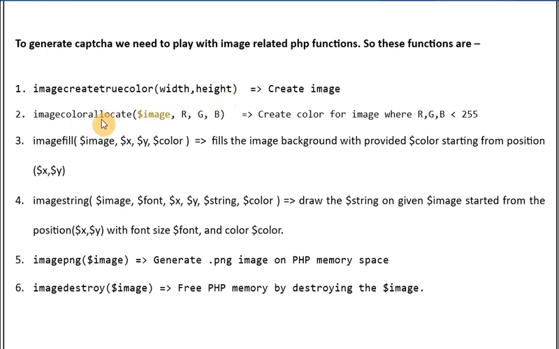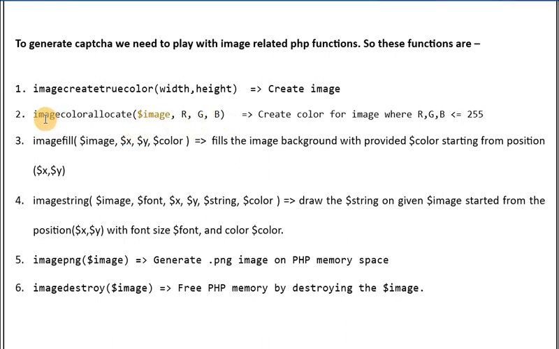After that, we need to use imagecolorallocate. This function takes four arguments. The first one is the image which was created by the first function, and then RGB, so red, green, blue. This is the color pattern we need to specify here, like what color we want. So R, G, and B: each of these values will be less than or equal to 255. These are actually the codes for the RGB, so we have to specify the value for R, G, and B.